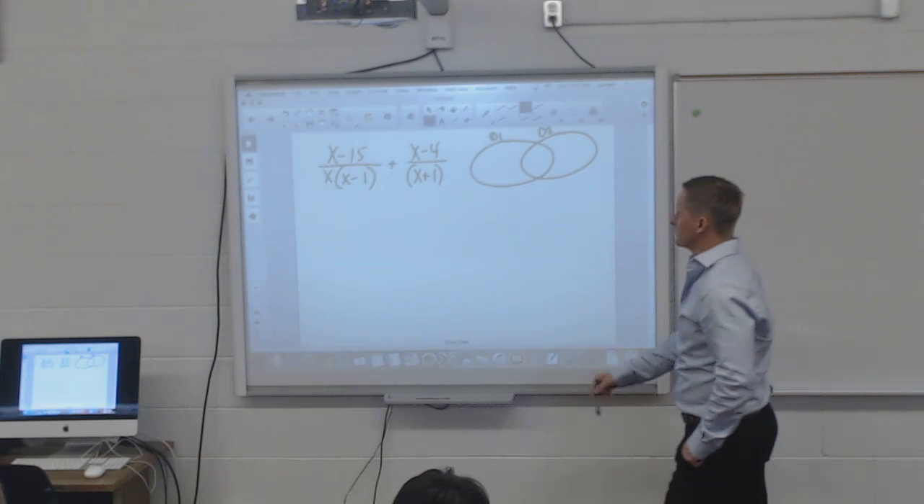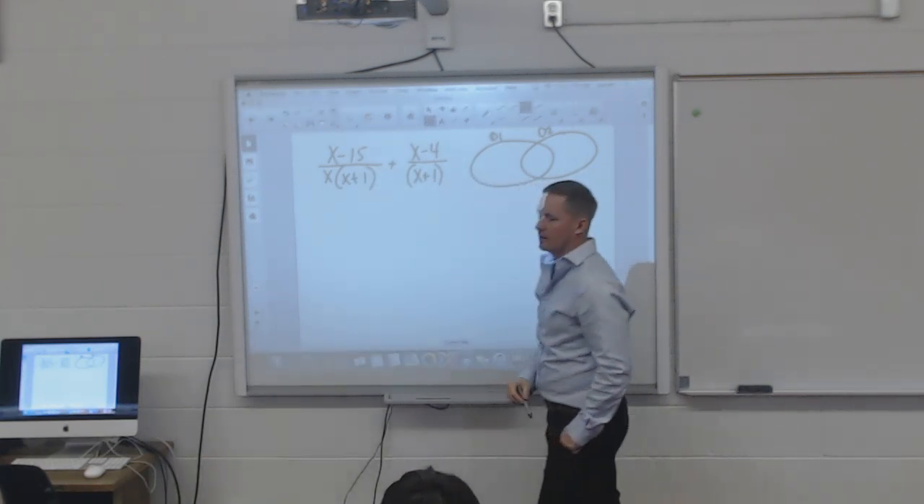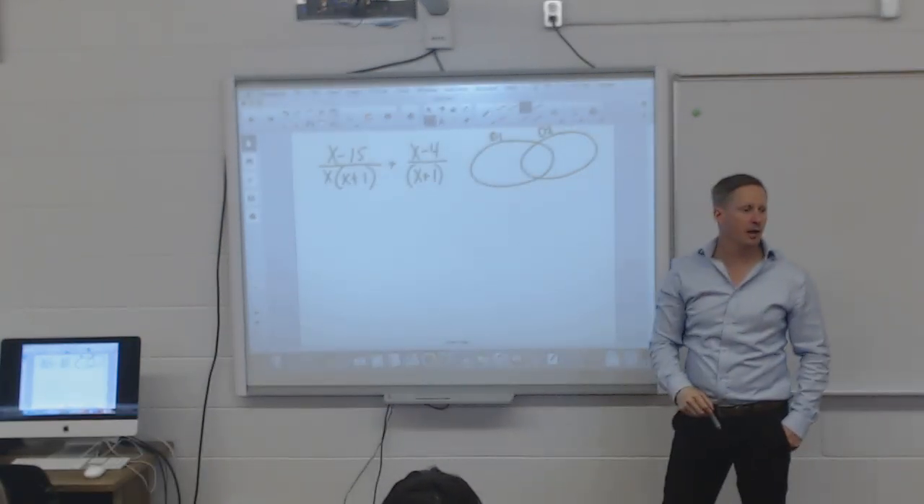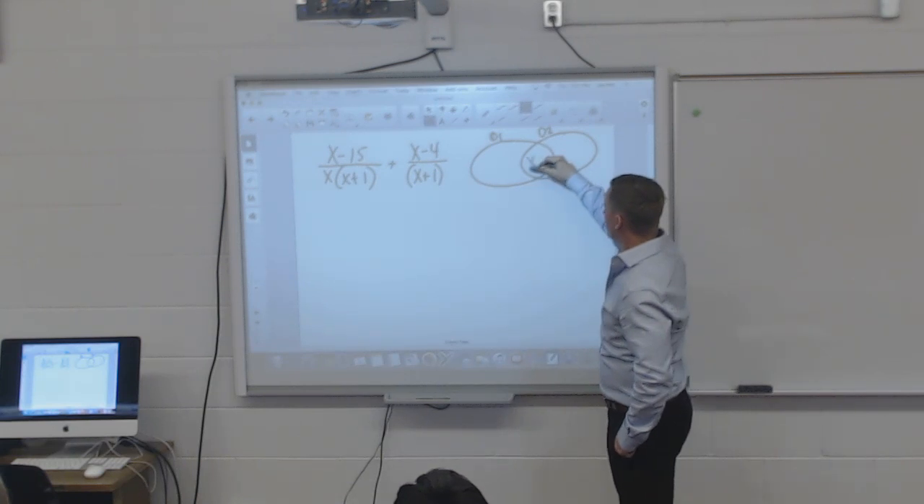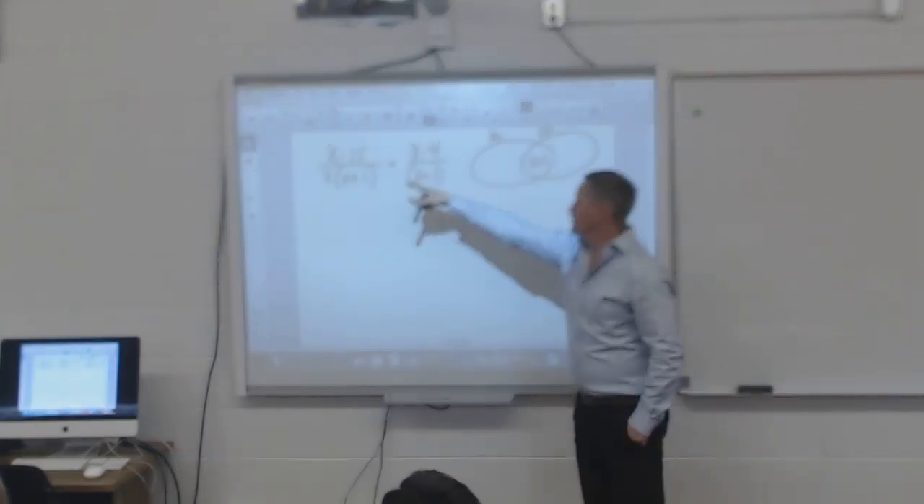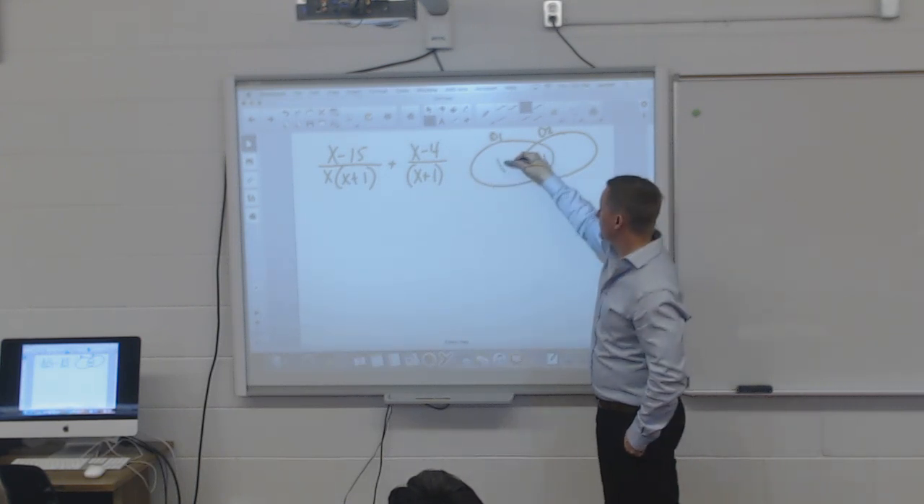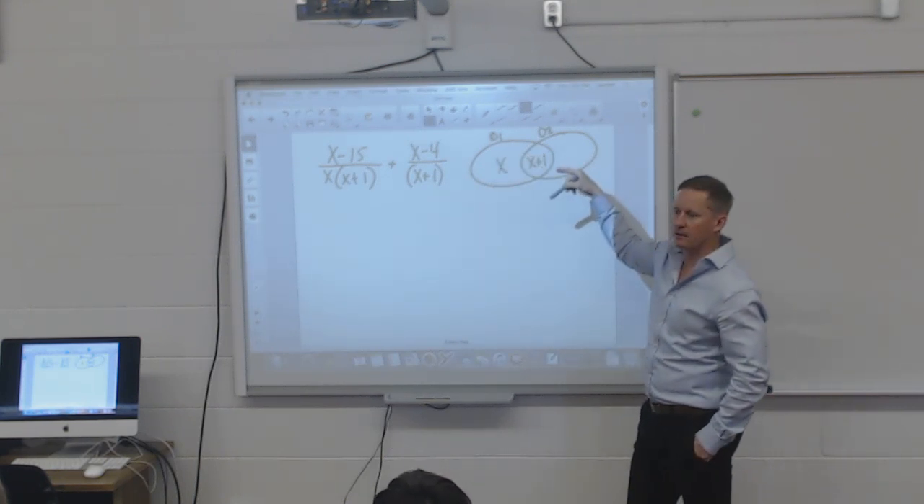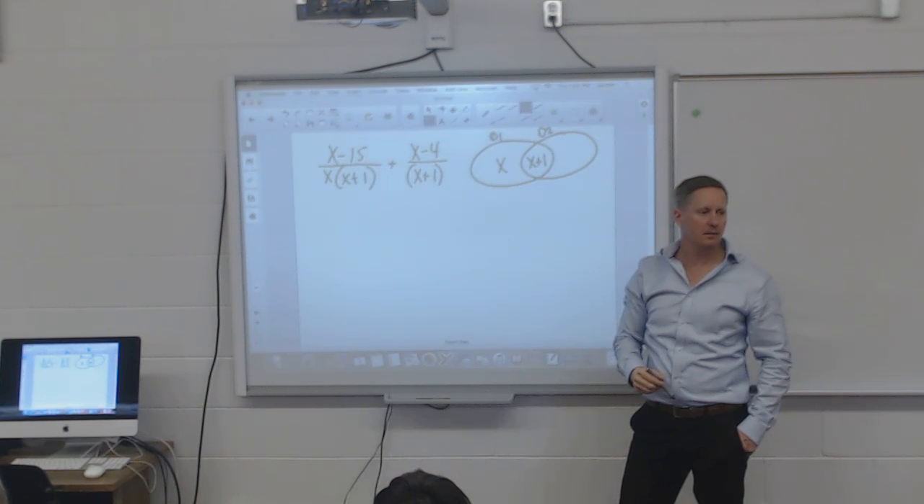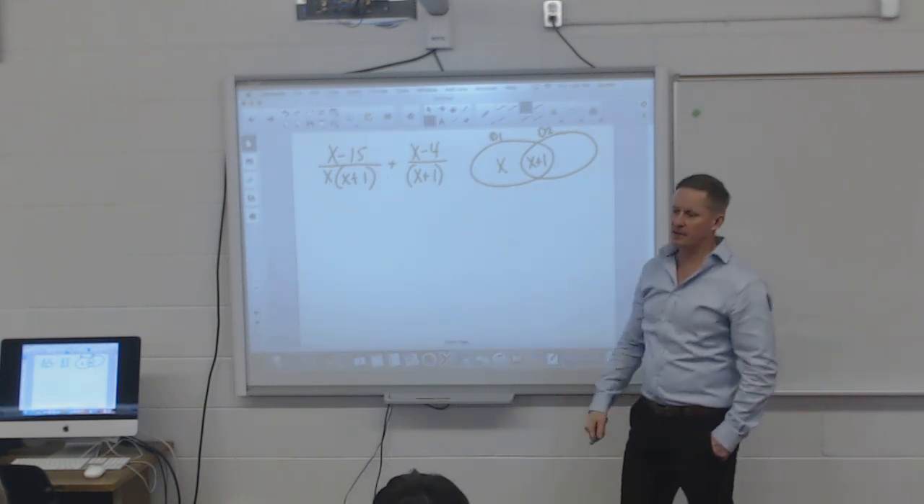Oh, I got a mistake in this. No, you're right. That should be 1. So what do they both share? What do they both share? So that goes in the middle. Is there anything else with the first denominator? X. Anything else with the second? No. So what's my common denominator? X times x plus 1.